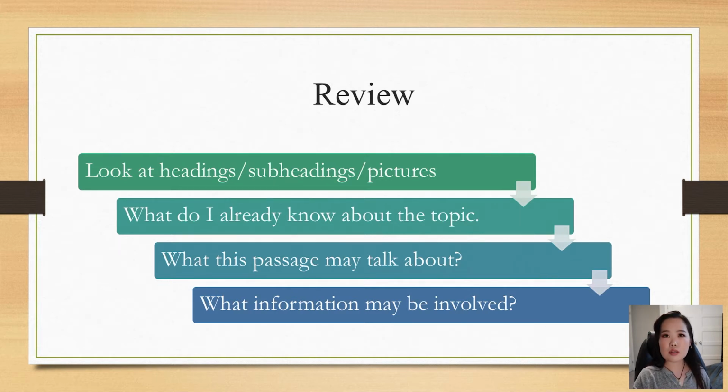If it's a report, they will talk about researches. If it's a historical account, then the information will be organized in chronological order. Then the last question you ask yourself is, what information may be involved? The last question is closely related to what type of passage you're reading. So please make sure you watch the previous lessons. I've talked about it in the last class.